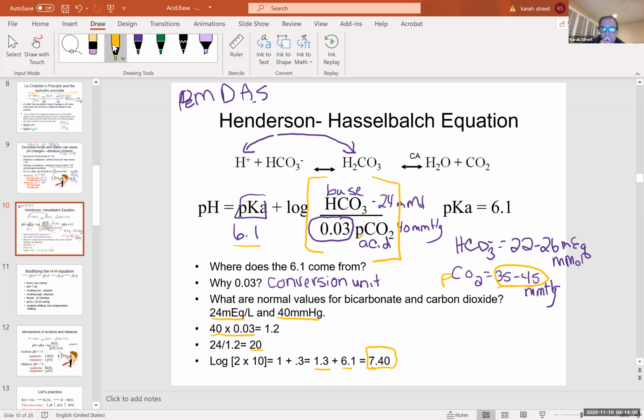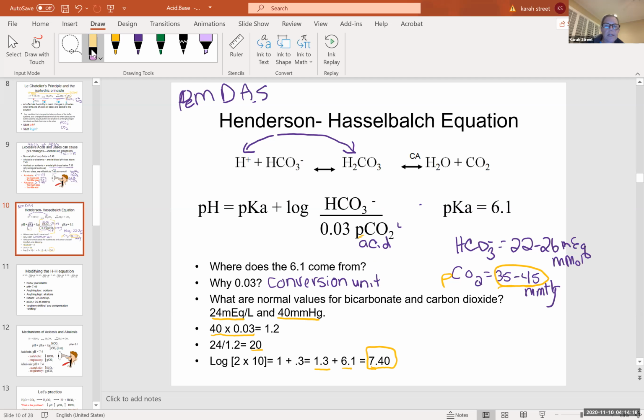Now, let me ask you a question. Look very carefully at this equation that I have up here. Let me just erase everything so we can clean it up.